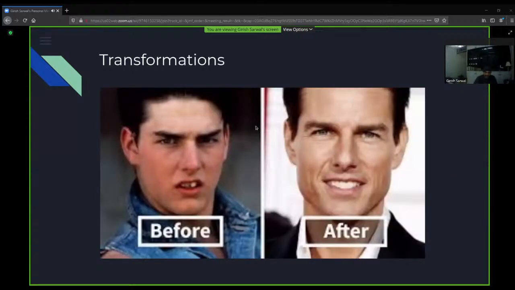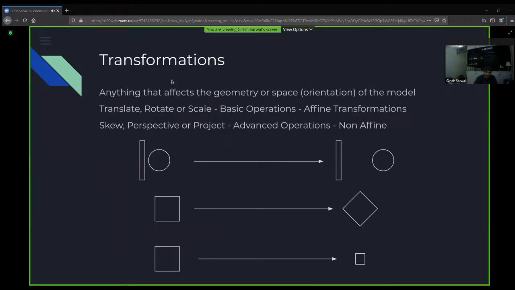Okay, this is seemingly my favorite slide. What is essentially a transformation? This slide really defines what a transformation looks like. A transformation is when you have a certain set of data and then you apply a mathematical calculation on it and you change that data. So anything that affects the geometry or the space or the orientation of any model or a mesh or a vertex or an edge or a face is a transformation.